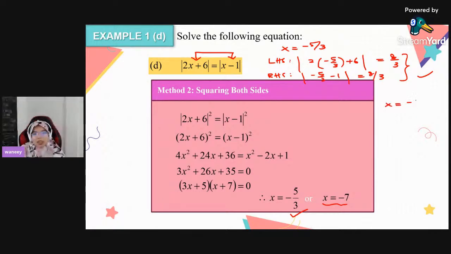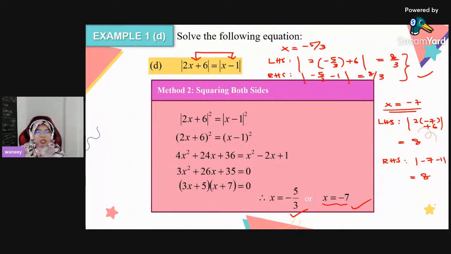Lah macam aku buat juga. Mula ingat nak suruh kira. Okay, left hand side. So we got the modulus of 2 times negative 7 and then plus with 6. So negative 14 plus 6. So this is 8 then. And then the right hand side, we have modulus of negative 7, negative 1 that is also equal to 8. So they are equal. So we do accept both answer. Kalau kita tak accept, kita akan tulis rejected ataupun ignore. But always make sure to check your final answer.